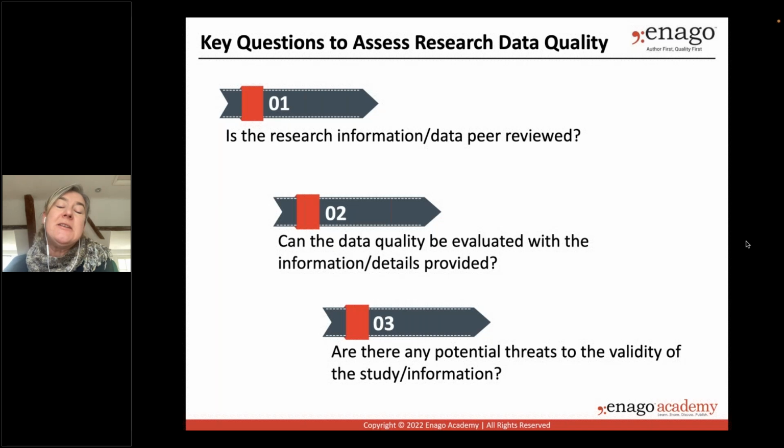And are there any potential threats to the validity of the study or the information? Are there important things missing? Have there been any questions raised or concerns about perhaps published work that's been based on these data sets? So again, there are questions that can be asked and additional research that can be done to check around data quality. And again, those are useful questions for the people collecting the data, conducting the research, to ask themselves, for making sure that the research data they're producing is robust.